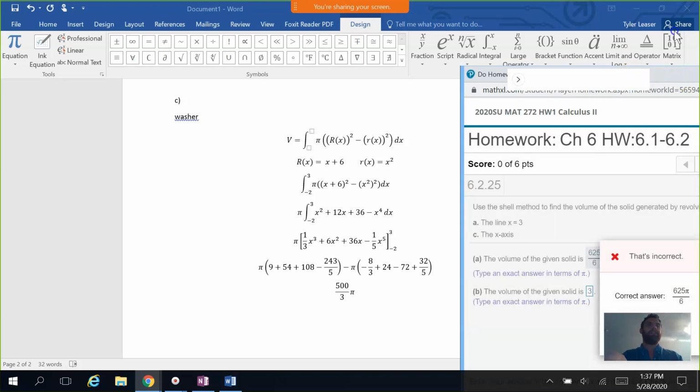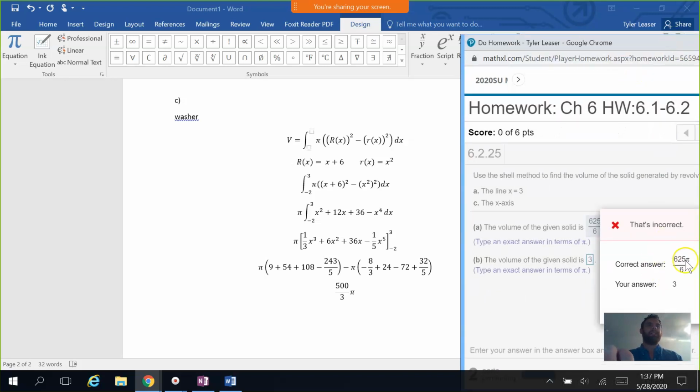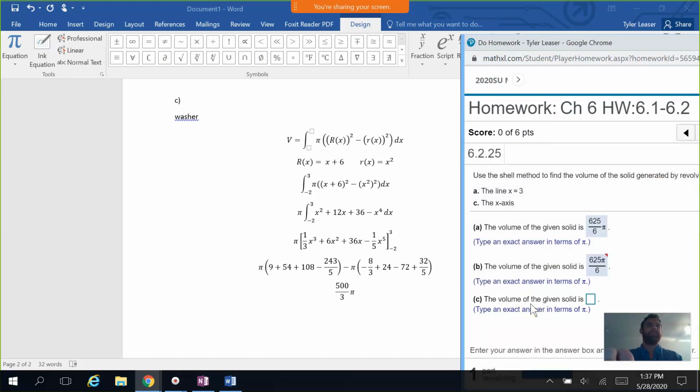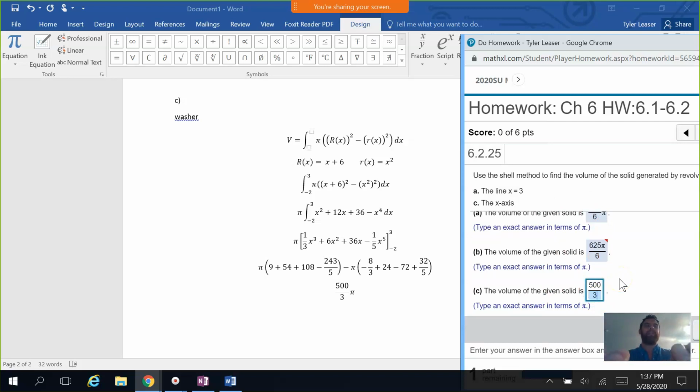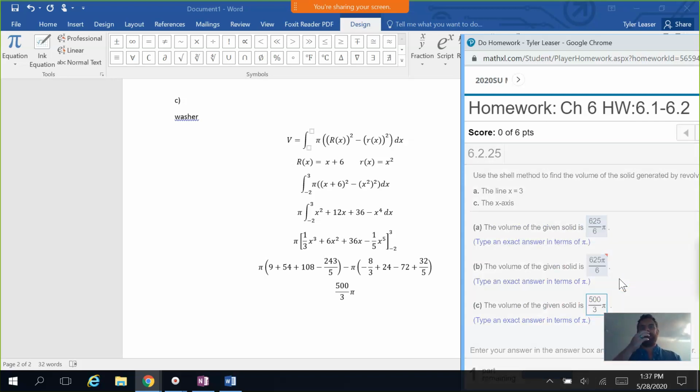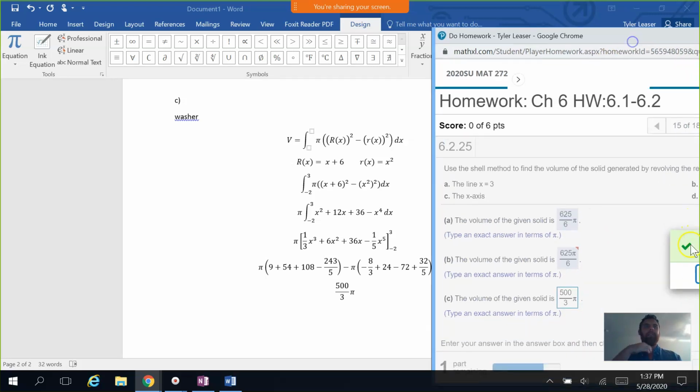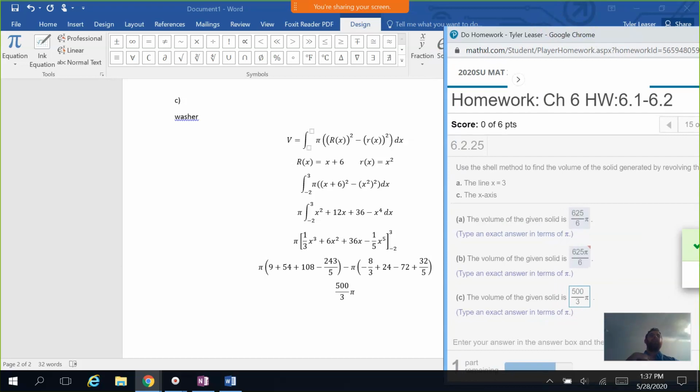If you needed the answer for part 2, it was 625 pi over 6. Same thing as part A, just coincidence. It's not going to always be that. And then part 3, we got 500 thirds pi. And then, yeah, green check mark. Okay, so even though it says to do it with the shell method, definitely don't. Too hard. Not worth it.